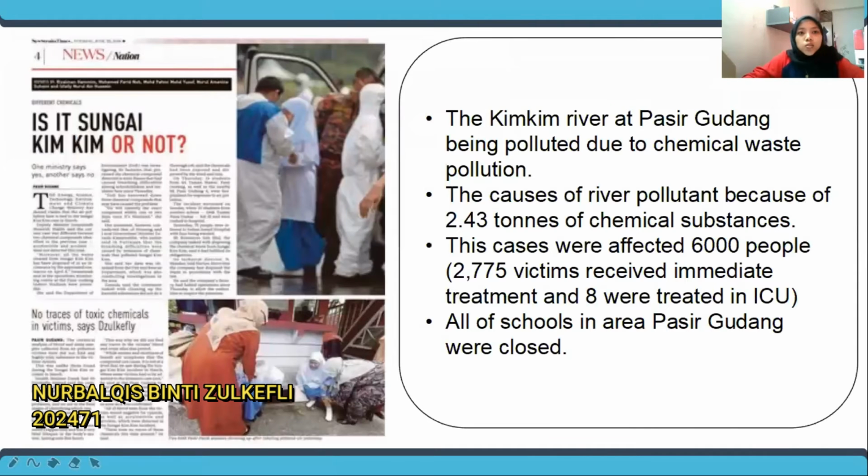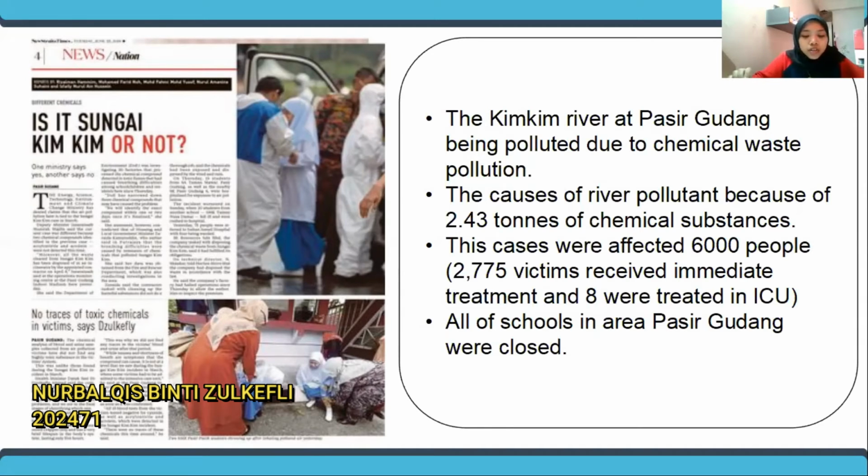So, as we can see in the news, on 7 March 2019, Malaysia was shocked by the news about the Kim Kim River at Pasir Gudang being polluted due to chemical waste. The latest incident of pollution that sickened students in the Johor town of Pasir Gudang is due to chemical waste from Sungai Kim Kim, said Malaysia's Housing and Local Government Minister Zuraida Kamaruddin.